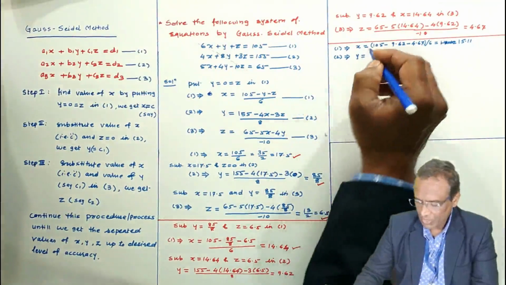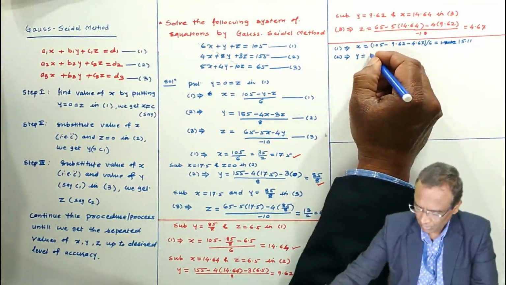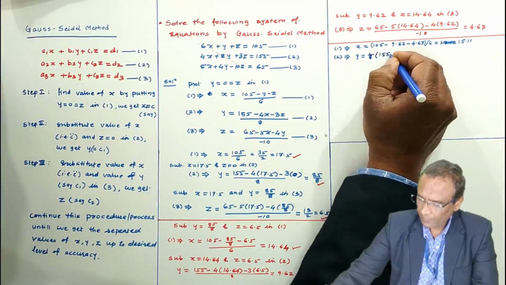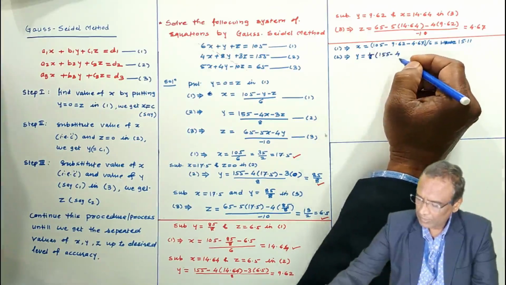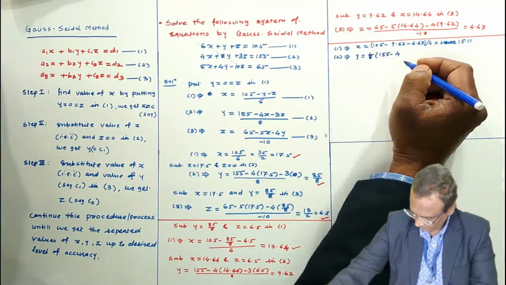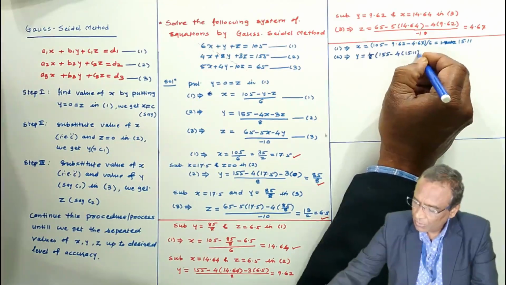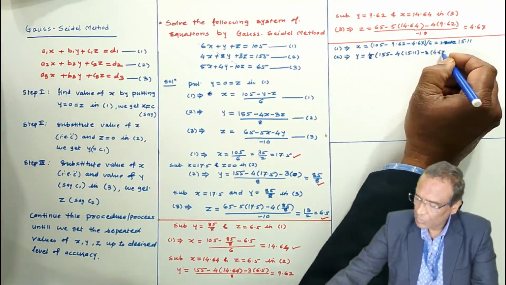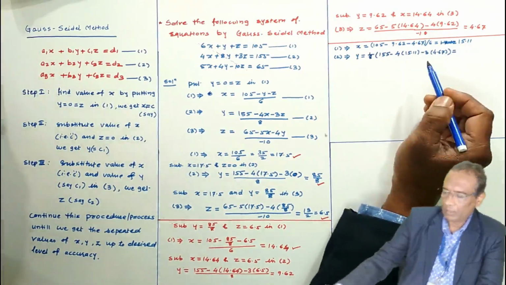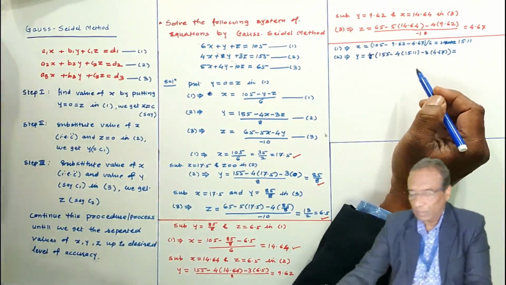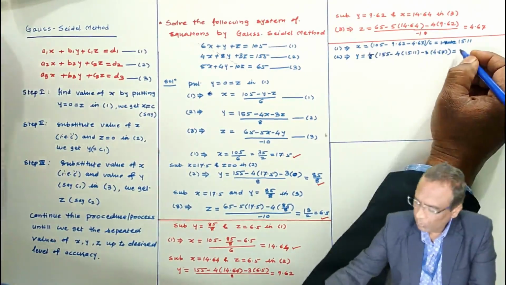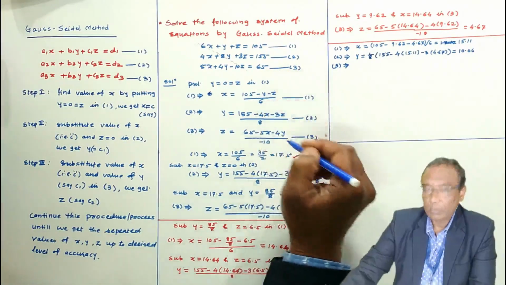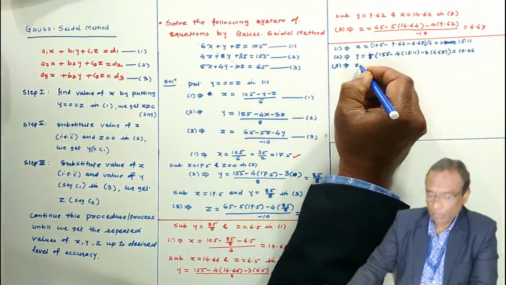I'll get value of y from equation 2. Means latest value of x and z, you have to substitute. That is 1 by 8, 155 minus 4x, and the latest value of x is 15.11, minus 3z. The value of z is 4.67, and if you calculate it, the value of y is 10.06.